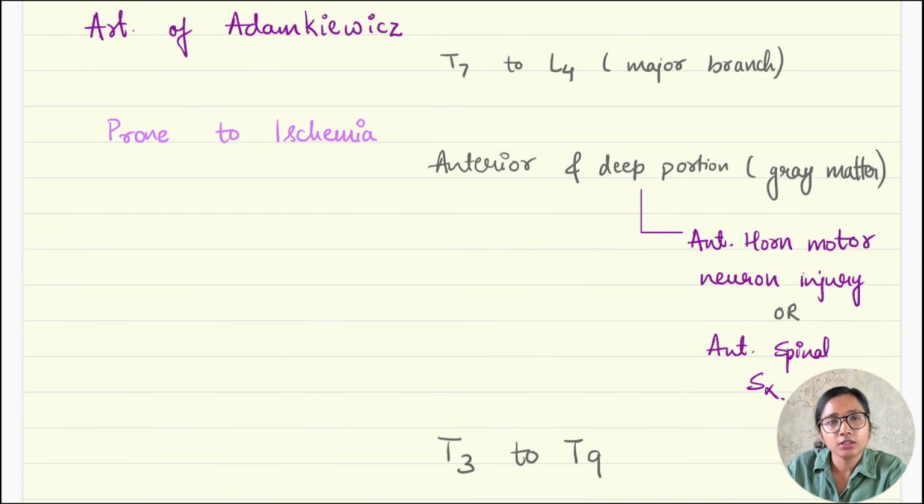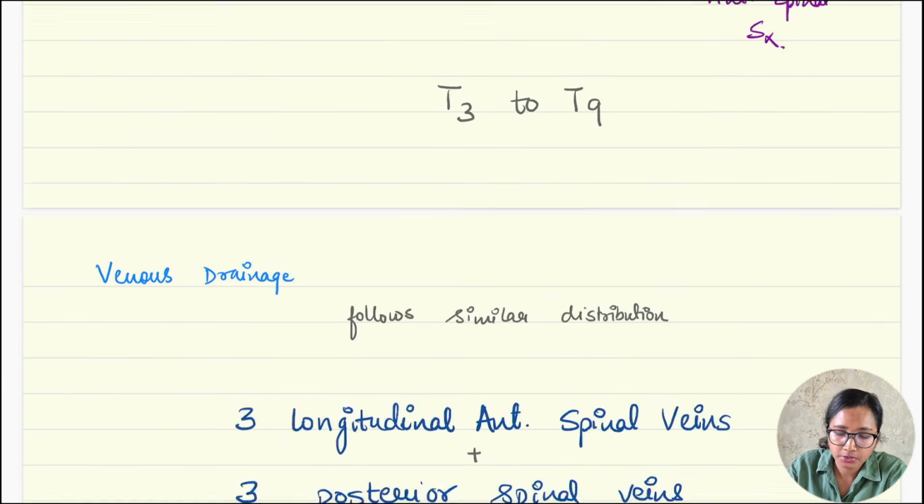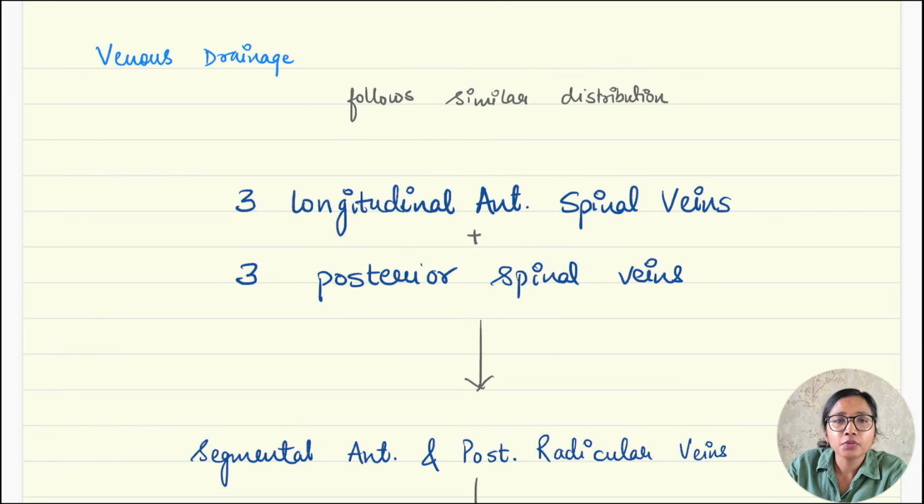As the anterior portion has only one spinal artery and supplies the major anterior 2/3 part of the spinal cord, it is prone to ischemia. So the anterior and deep portion of the spinal cord is prone to ischemia and can lead to anterior motor horn neuron injury and anterior spinal syndrome. The other segment which is prone to ischemia is T3 to T9.